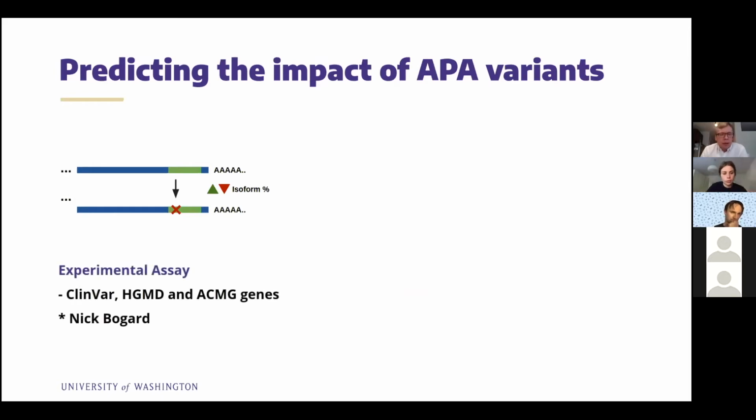So to test APARENT, we collected human variant data from the ClinVar and HGMD databases, and we also performed saturation mutagenesis of the 3' UTRs of ACMG genes. And Nick Bogard went back to the lab and experimentally measured both the wild-type and variant sequences of these variants in order to measure the fold change of each variant.